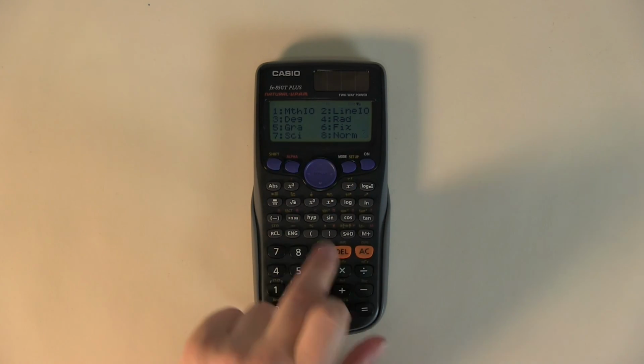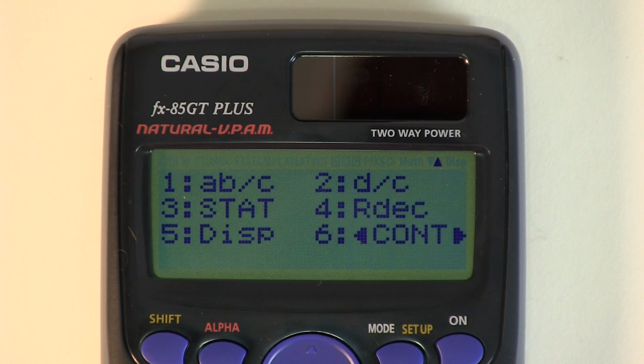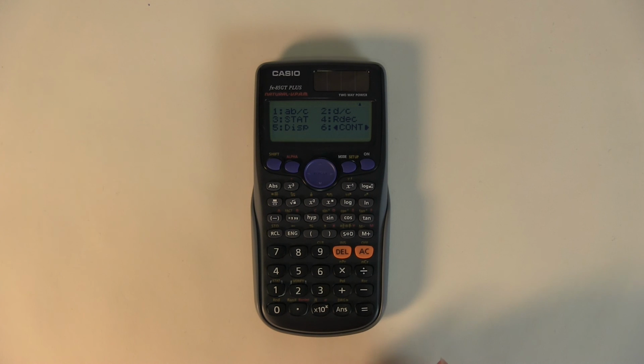And the last setup was cont, which is basically helping you to adjust the contrast of the display. So I never touched this setting, but if people have got difficulties seeing the display, they can set the contrast between the background and the writing on the screen to their personal preference. So these are all the settings that you have.